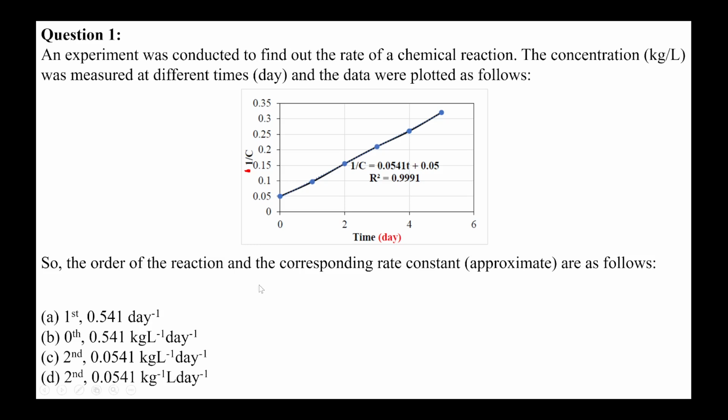Now, you see there are two options where the value is given as 0.0541, but the units are different. So how do we find the unit of the rate constant? Because the unit of the rate constant is different for every reaction order. The unit for a zero order reaction would be different, for a first order reaction it would be different, and for second order reaction it would be different. So for second order reaction, what is the rate constant unit?